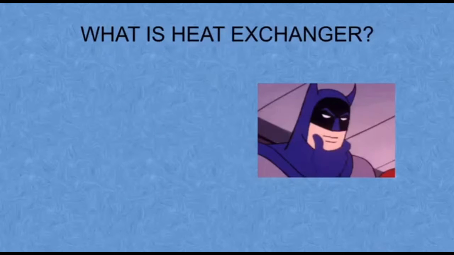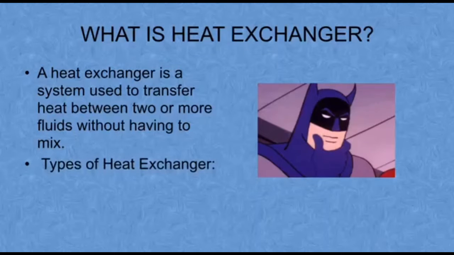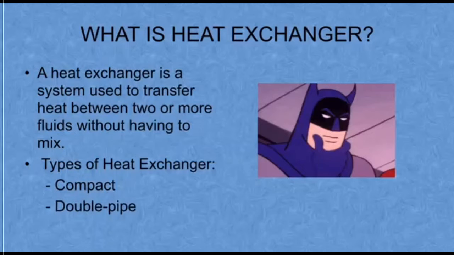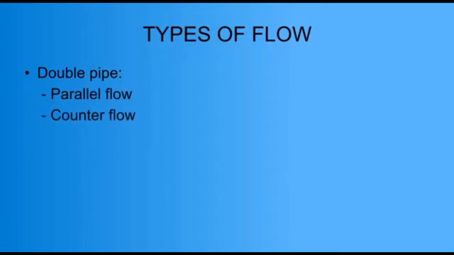So, what is a heat exchanger? A heat exchanger is a system used to transfer heat between two or more fluids without having them mix. There are two types of heat exchanger, which are compact and double pipe heat exchanger. For the double pipe heat exchanger, the flows are parallel flow and counter flow. And for the compact, we have cross flow.